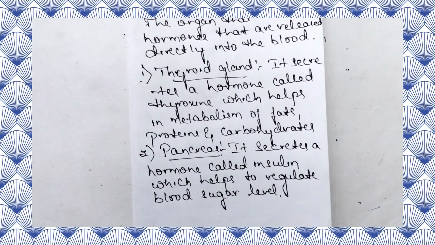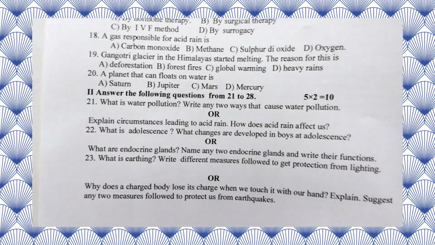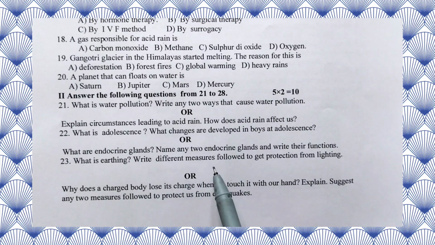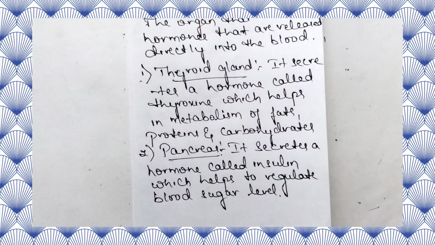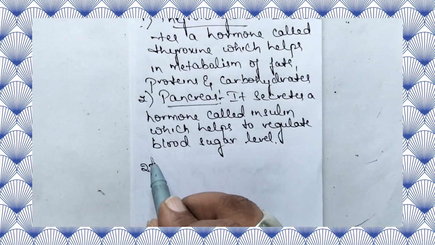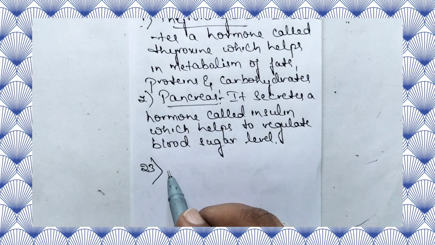Now let us move to the 23rd question. The 23rd question is, what is earthing? Write the different measures followed to get protection from lightning. So now let us answer this question. What is earthing?